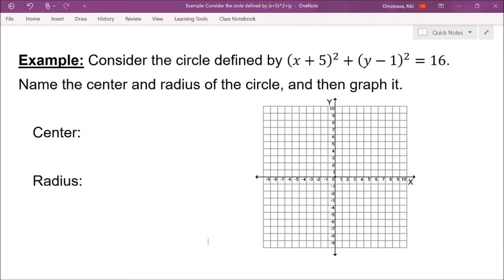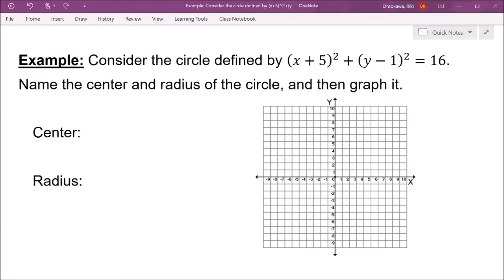Okay, so now what about going the other way? As in, what if they give us the equation already, but now we need to produce the graph? So this example says, consider the circle defined by x plus 5 squared plus y minus 1 squared equals 16. Name the center and radius of the circle and then graph it. So again, we've got our equation here. And we need to find the center and the radius, and finding those will help us graph it.